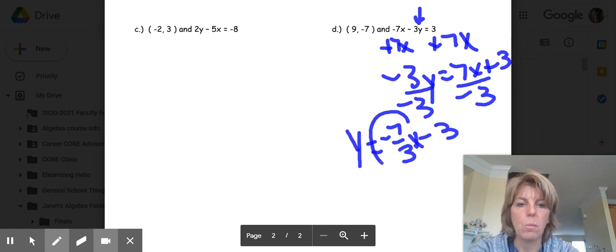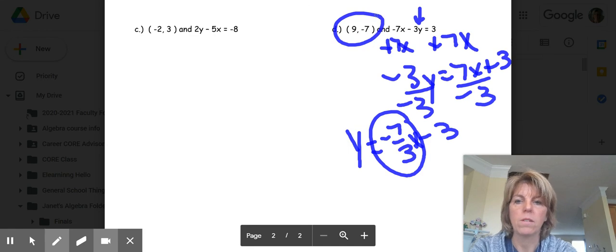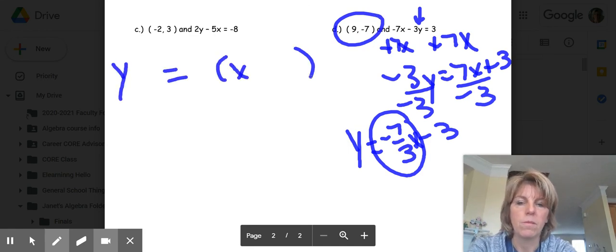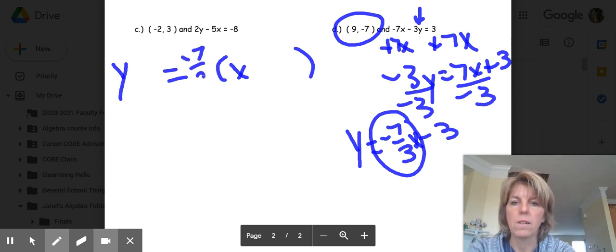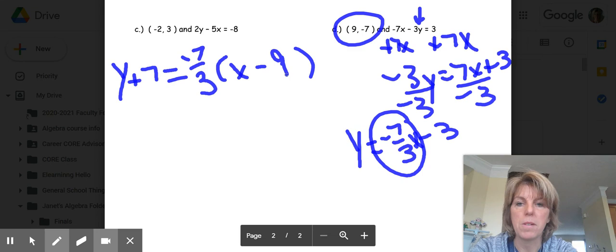Right, now I have a slope and I have a point. So if I have a slope and a point, I can write point slope form. That same formula every time, putting the slope right here and making that point plus 7 and minus 9. Flip, flip. Flip sides, flip signs.